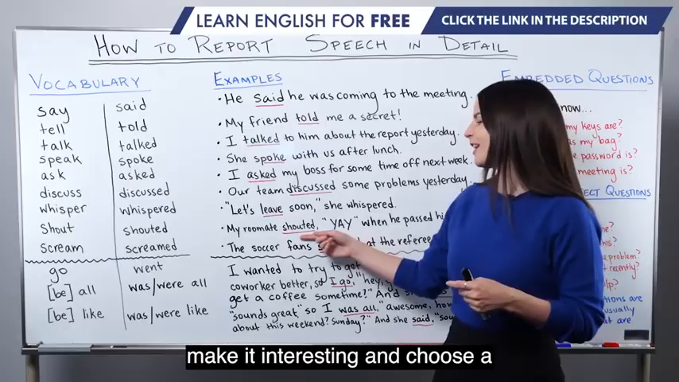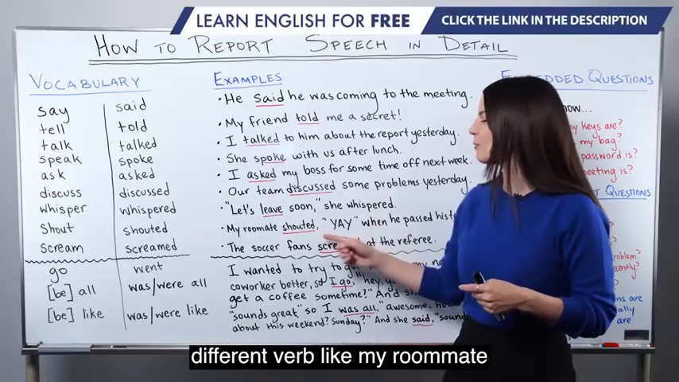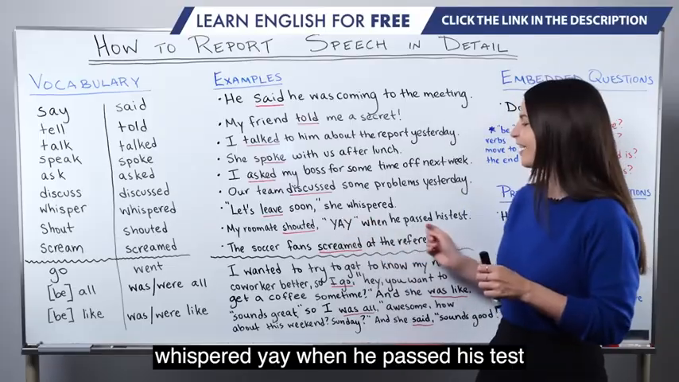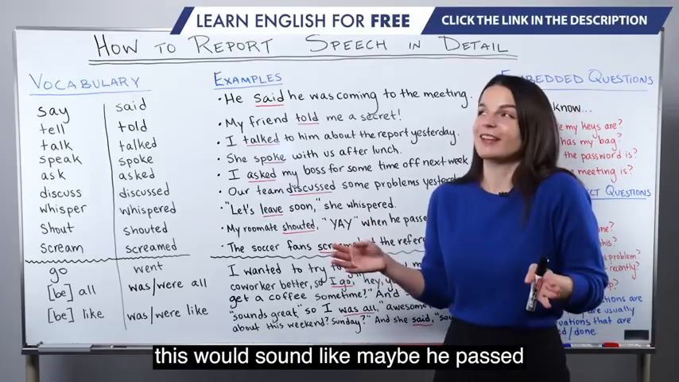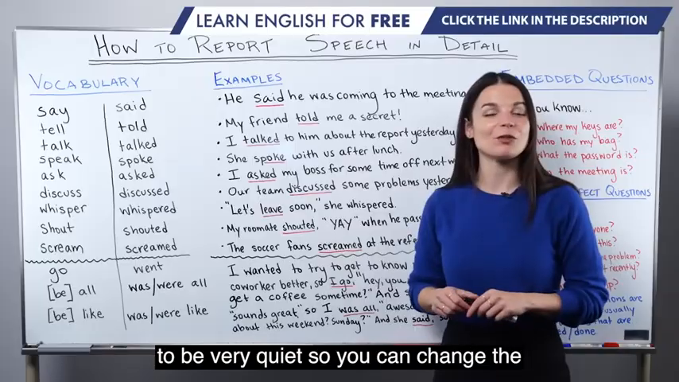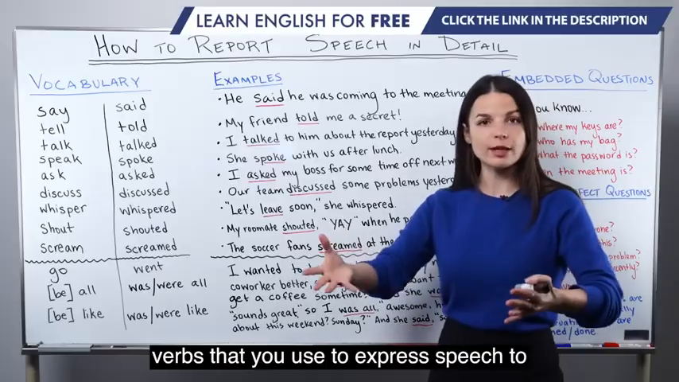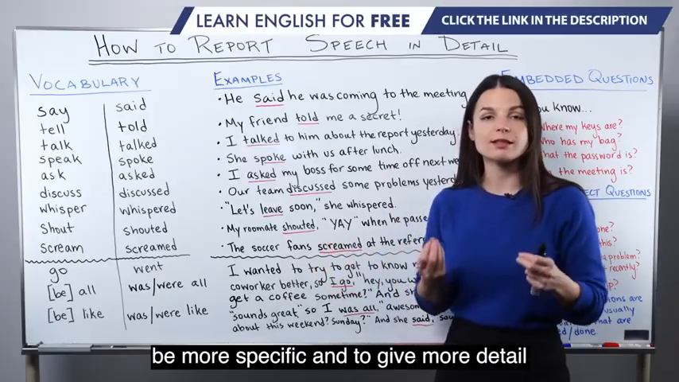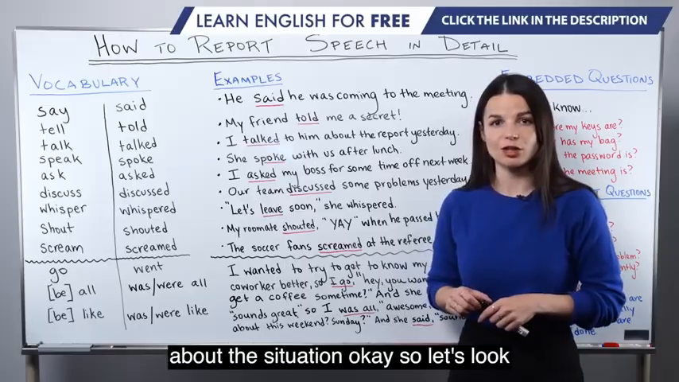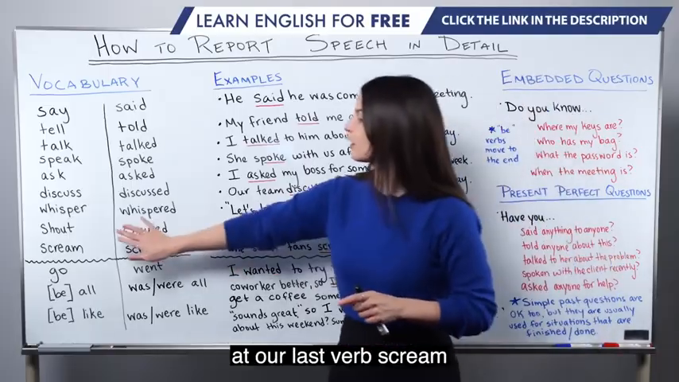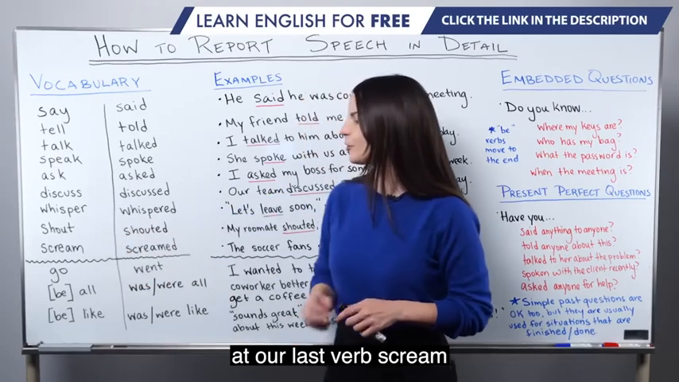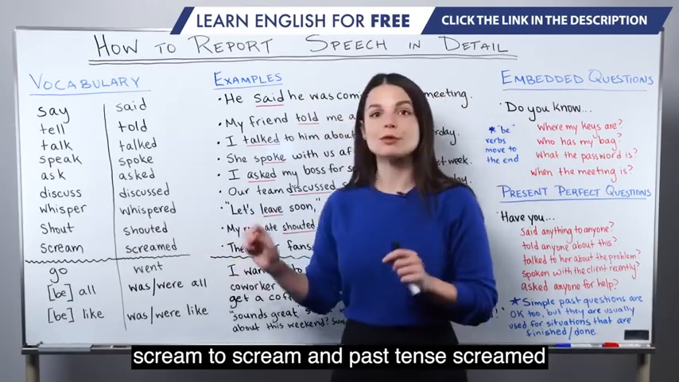Of course, you could make it interesting and choose a different verb, like my roommate whispered, yay, when he passed his test. This would sound like maybe he passed the test in the test room and he needed to be very quiet. So you can change the verbs that you use to express speech to be more specific and to give more detail about the situation. Okay, so let's look at our last verb, scream. Scream, to scream, and past tense, screamed.